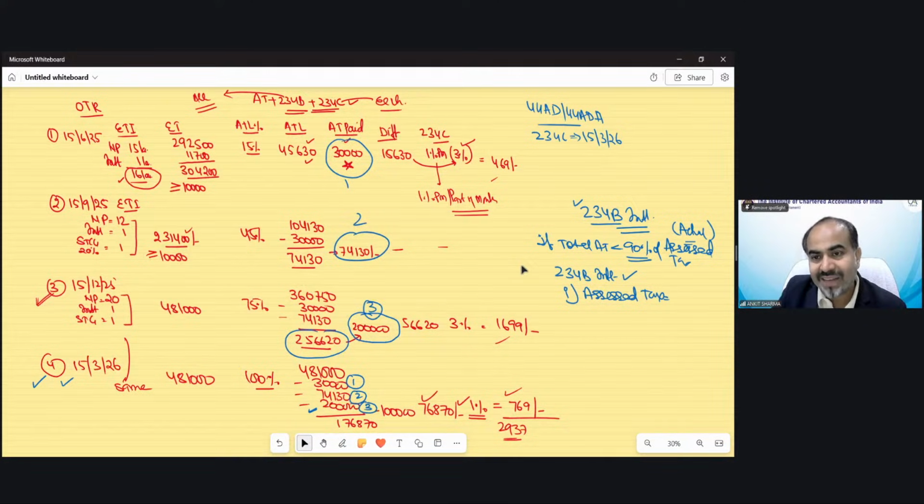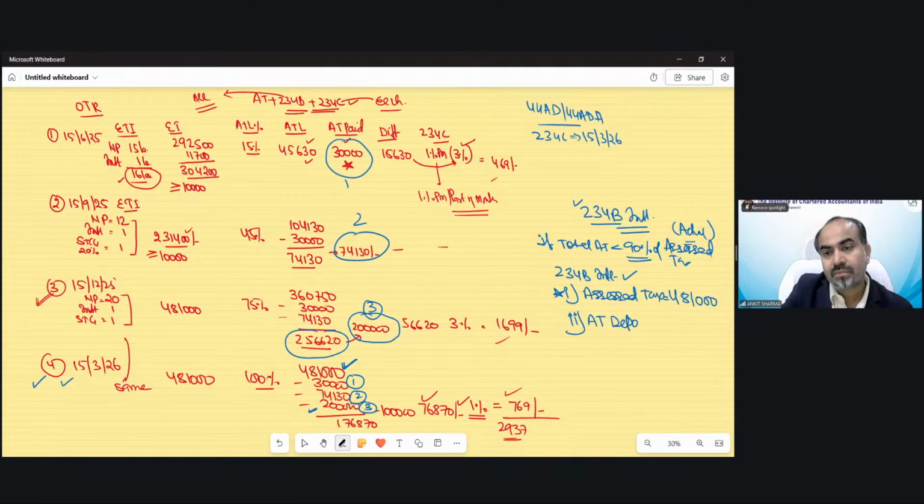So what is the assessed tax? Diya is saying 481, Jayendra is saying 481, Dhanlakshmi is saying 176870. Anyone else? What would be the assessed tax? The assessed tax means the total tax. This is technically, in this example, our assessed tax. So 481 would be the assessed tax. Now, can you tell me how much advance tax we have deposited in total?